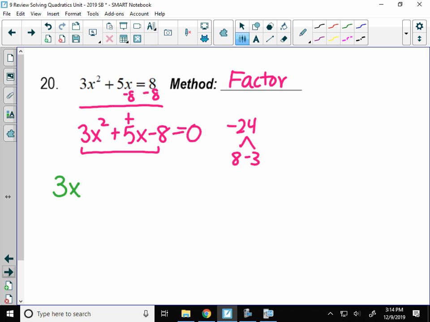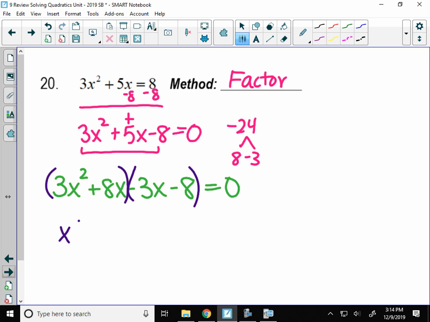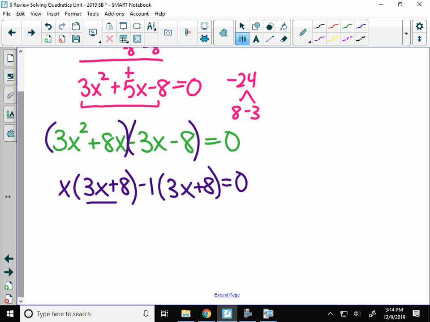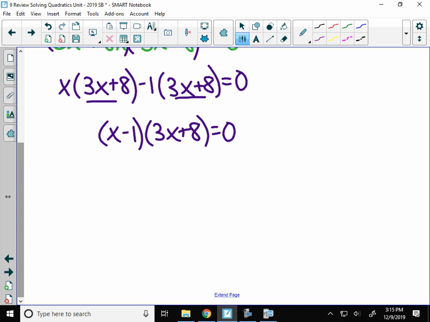So to split the middle here, I'd have 3x squared plus 8x minus 3x minus 8. Group my two terms, or find my two groups. The first GCF is just an x. The second GCF, I have a negative in front, and the only number I can pull out is a -1. But that's okay because I still get the same factor as the other set of parentheses. So my factored form is (x minus 1)(3x plus 8), and then set those both equal to 0.